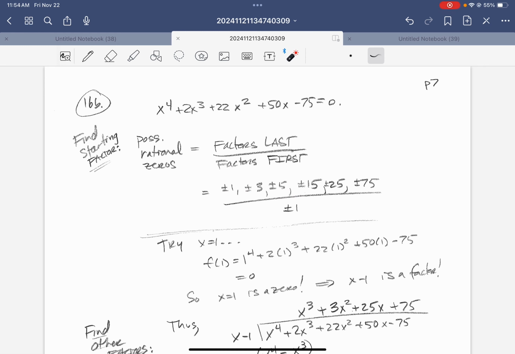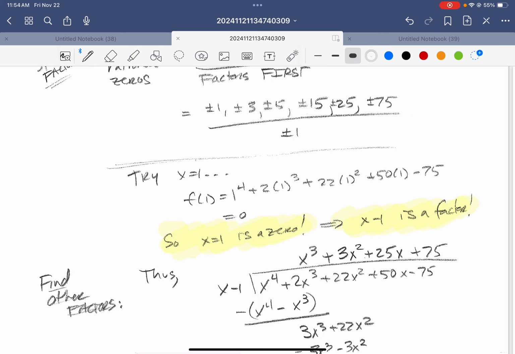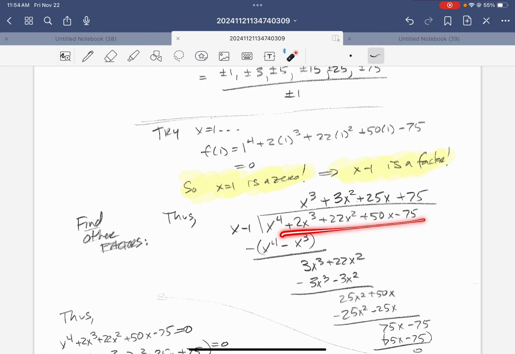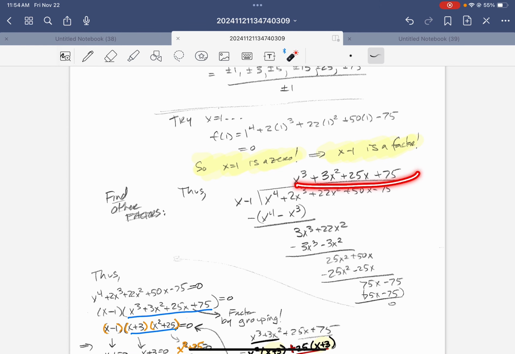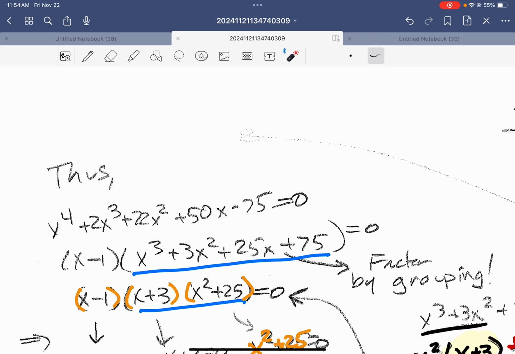So I'm going to try 1, and when you plug in 1, yes, you get out 0. So here's the key fact. Since x equals 1 is a 0, x minus 1 is a factor. Super, super important. So that means I can take my whole thing and divide by x minus 1. When you carefully do that, you get this chunk of stuff. So here's 1 zero that I pulled out. All the other zeros must live in here. So I can rewrite my polynomial as x minus 1 times all this stuff. And so now I have to find the zeros in here.